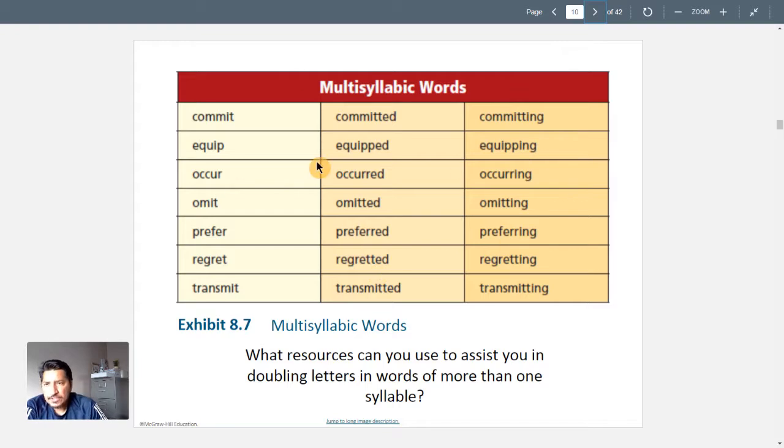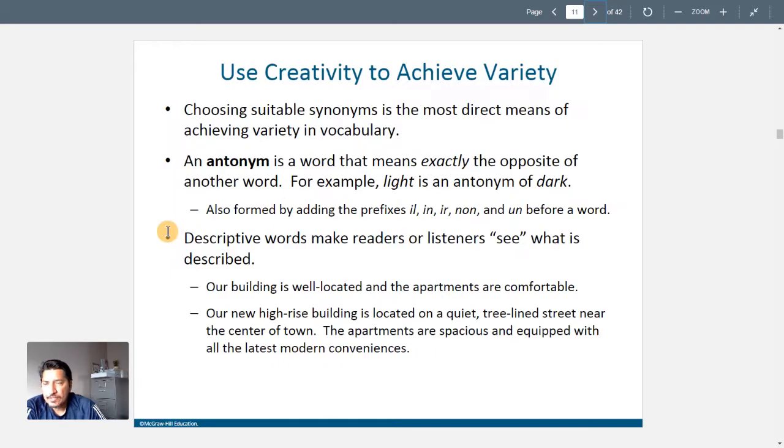These are words like multi-syllabic words, committed, committing. So you should always have a dictionary and vocabulary in order to write well. Choose a word from your dictionary and vocabulary. Use creativity to achieve variety. Choose suitable synonyms as the most direct means of achieving variety in vocabulary.